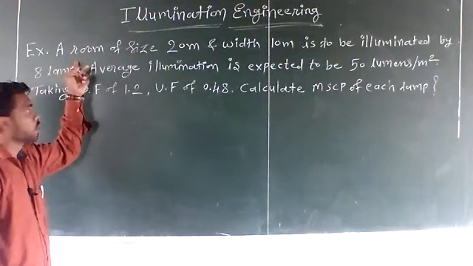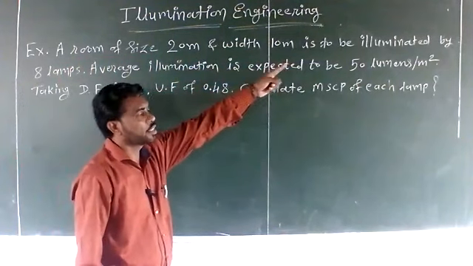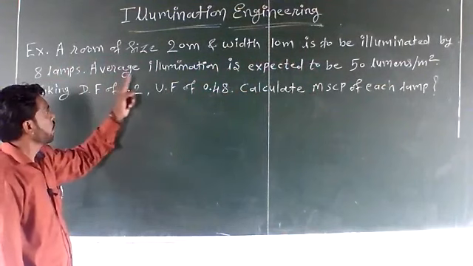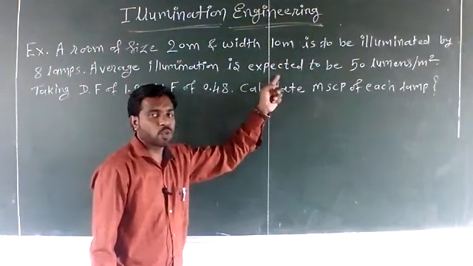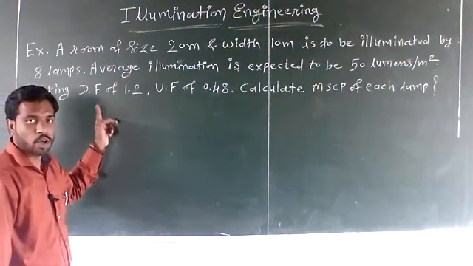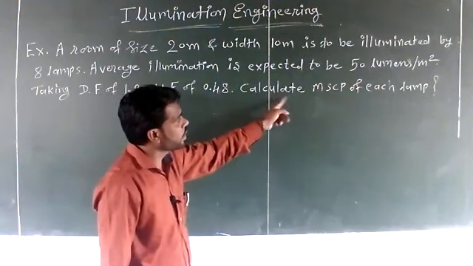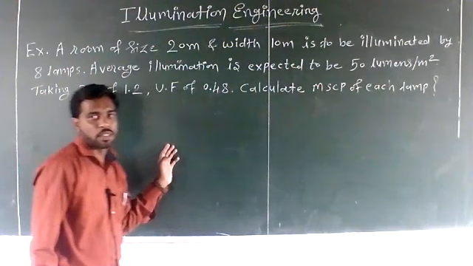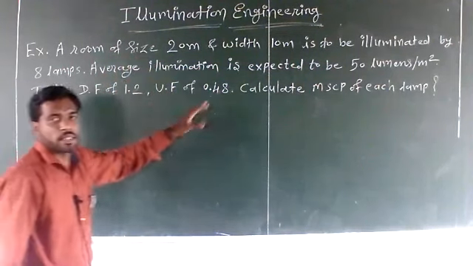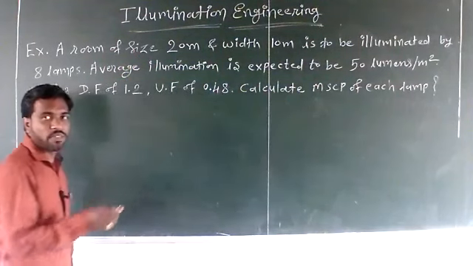A room of size 20 meter and width 10 meter is to be illuminated by 8 lamps. Average illumination is expected to be 50 lumens per meter square. Taking DF of 1.2, UF of 0.48, calculate MSCP of each lamp. So in this numerical, area is given and here you have to calculate the MSCP of each lamp. So let us start. First write down the given data.